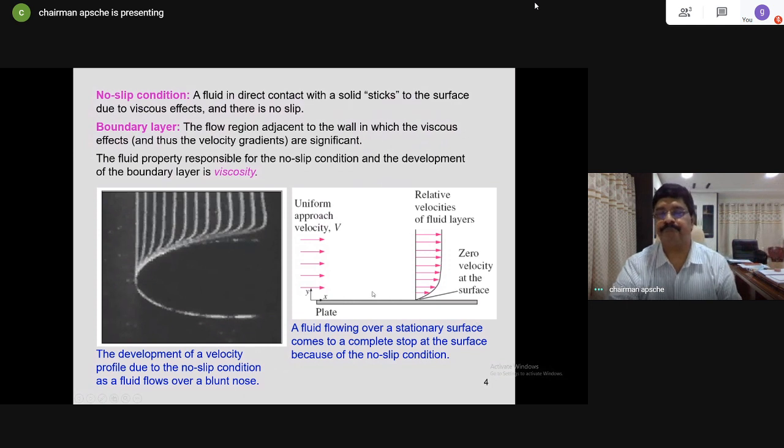Now, what happens? No slip condition means what? And a boundary layer means what? Viscosity effects we'll discuss. Right?